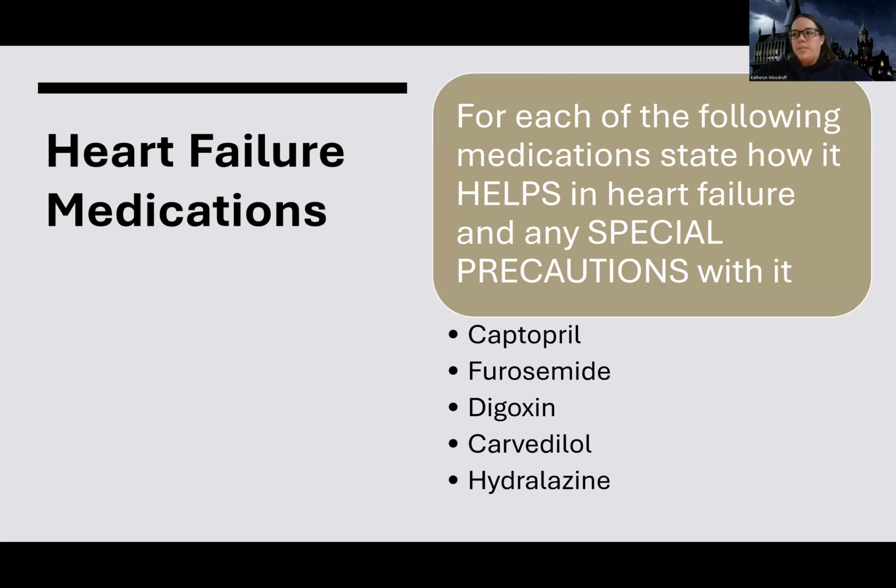So check a potassium before, check their heart rate before. The potassium, we don't want it too low or too high because it can lead to problems. The heart rate, we want it to be above 60 to give this medication. And then let's see if there's anything else I want to add there.